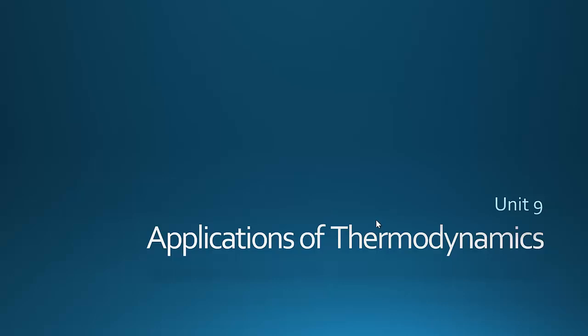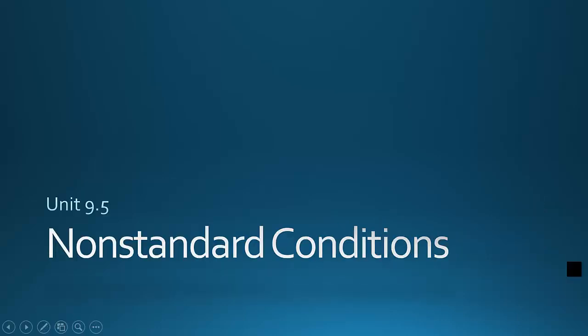Welcome back, AP Chemistry students, to Unit 9. Today we will be talking about Unit 9.5, when a voltaic cell is at non-standard conditions.